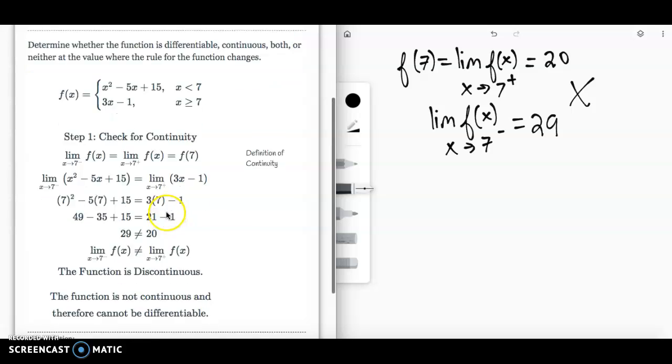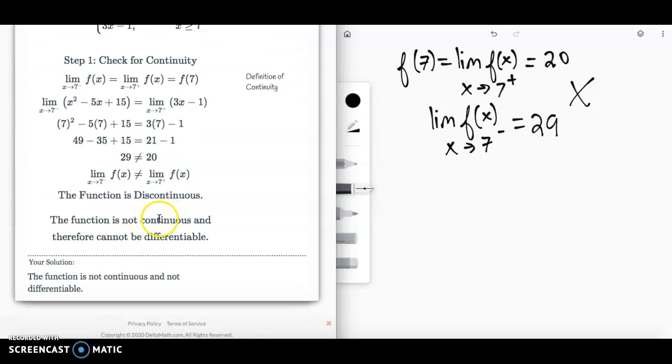So the function is not continuous, and therefore it cannot be differentiable.